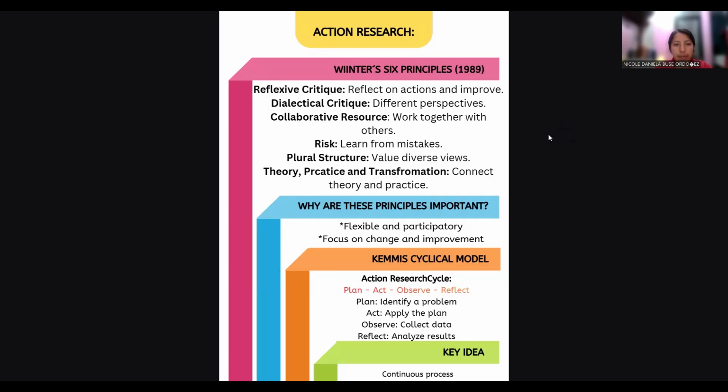Teacher, in my part, I explain Winter's 6 principles and Kemmis's cyclical model. Winter explains that action research is reflective, collaborative, and open to different perspectives. This means that the researcher not only acts, but also reflects on their actions to improve. It also involves working with other people and sharing ideas. Two important principles are risk and plural structure.